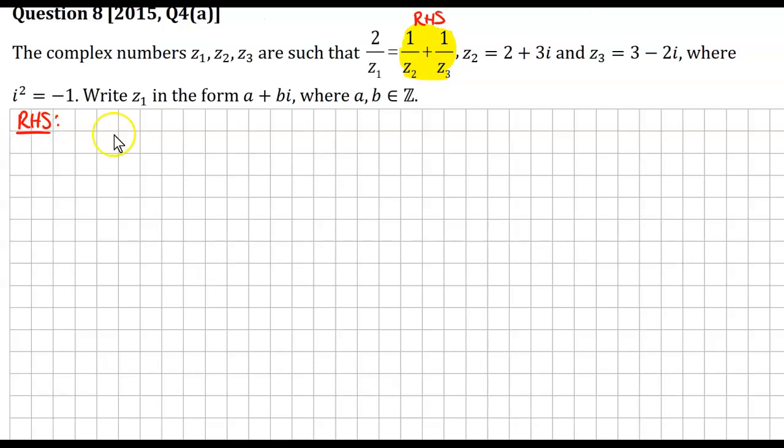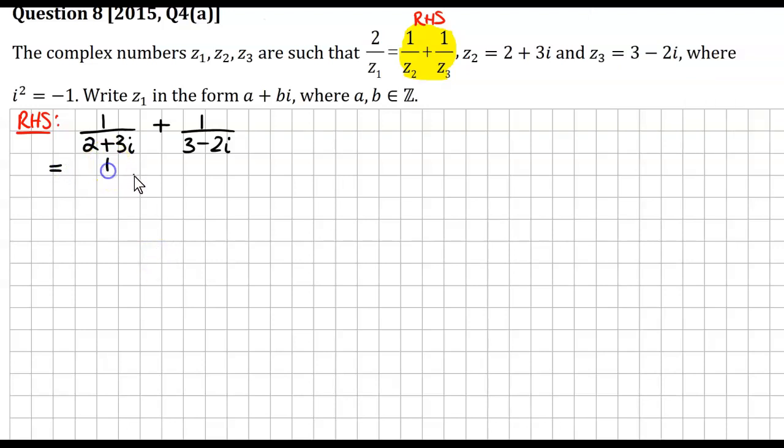Our right hand side is 1 over Z2, so we need to pick that up here. Z2 is 2 plus 3i. Now we need to do a division there. I'll put down the other one first: plus 1 over Z3, which I pick up here to be 3 minus 2i. So we need to do the two divisions, and both of these need to be multiplied by their complex conjugate.